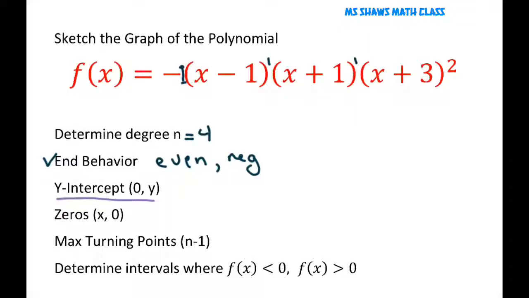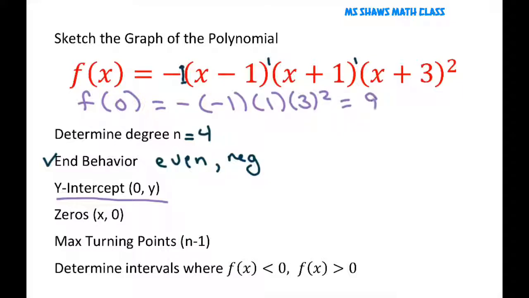Okay, let's find our Y-intercept. That is when x is 0. So plug in 0 for x. And you get this. That equals 9. So we have 0, 9.